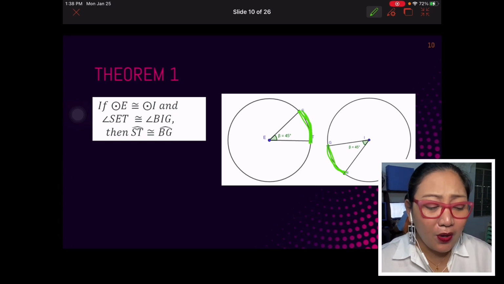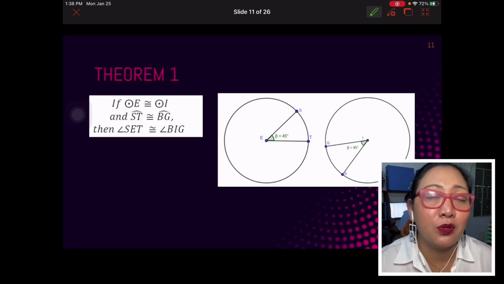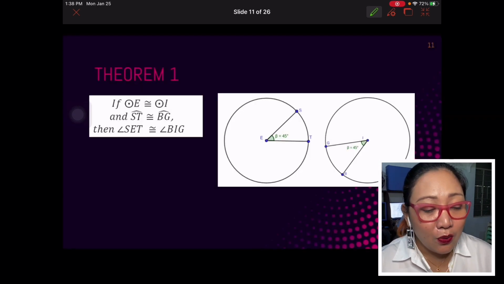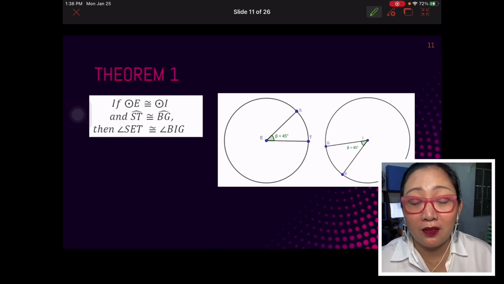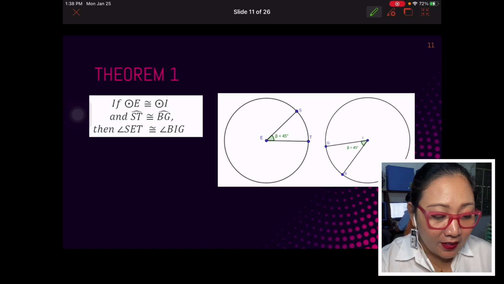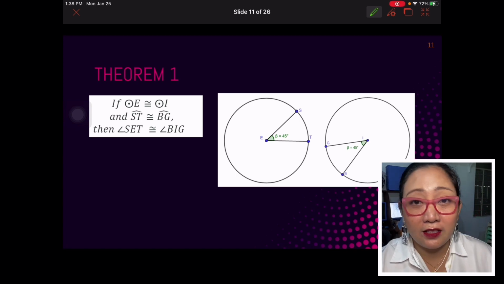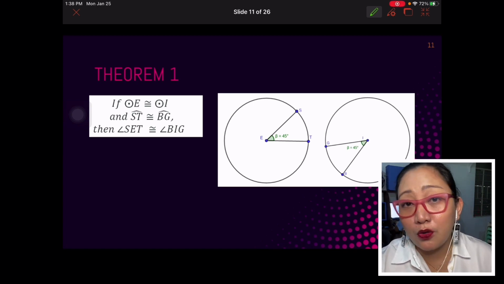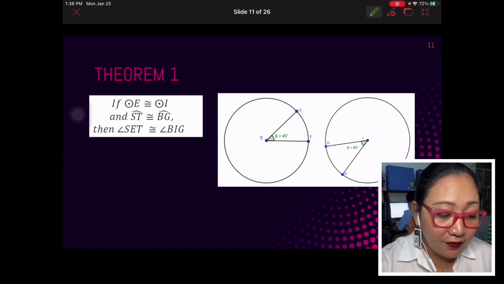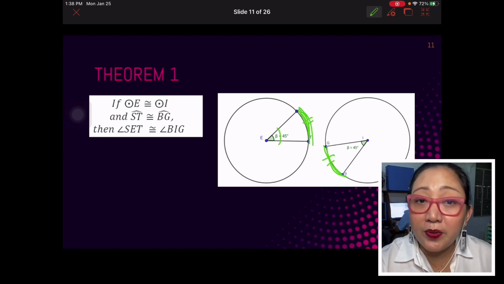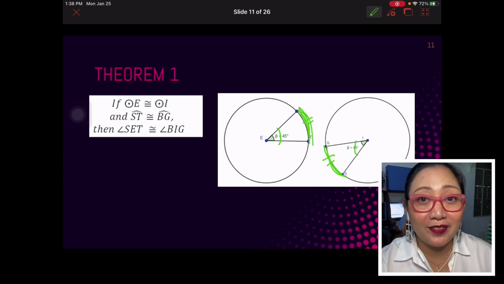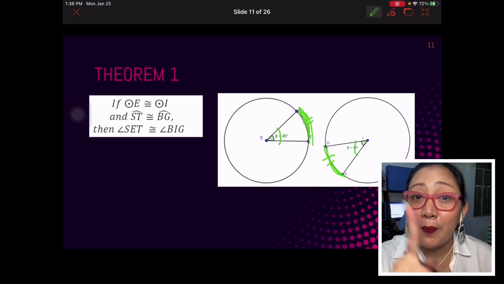Okay? Now, ano naman yung tinatawag natin na converse nito? Yung converse po ay kung given naman yung kanilang arcs, then their angles are congruent. So, what does that look like? Here in this example, given that circle E is congruent to circle I, and if the arc ST is congruent to arc BG, then the angles SET and BIG are also congruent. So, yan lang naman po yung sinasabi ni Theorem 1.